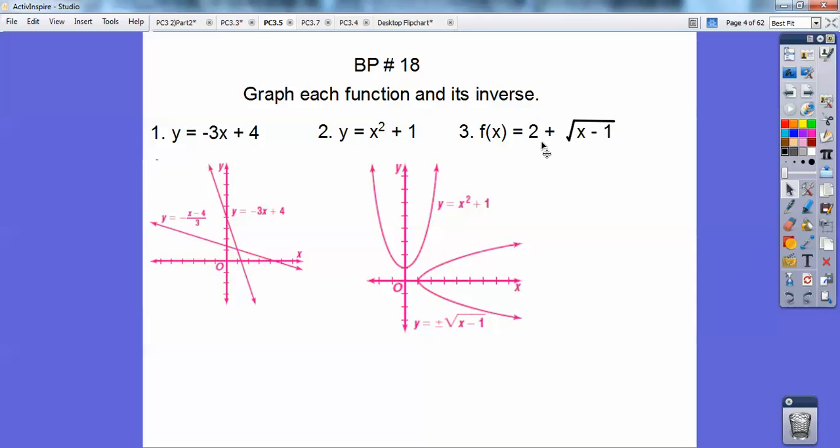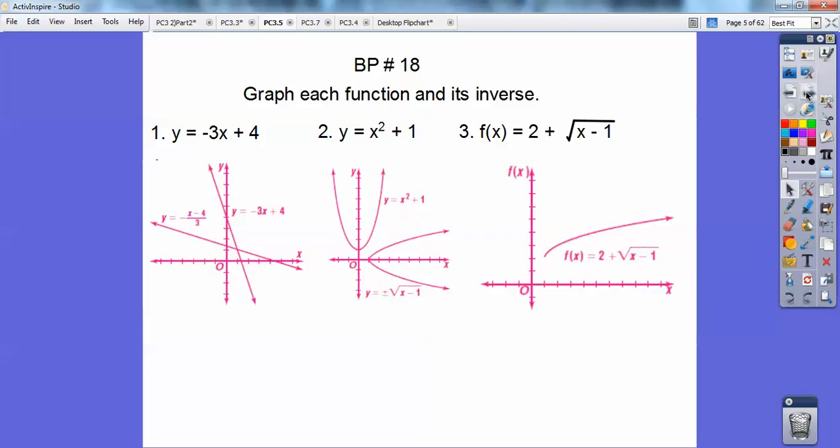This is a square root one, you guys. A square root one is getting shifted to the right one and up 2. So there it is, to the right one and up 2. And I just graphed that. I guess I didn't graph the inverse of that, you guys, so I just graphed that. Sorry, I don't have the inverse on that.